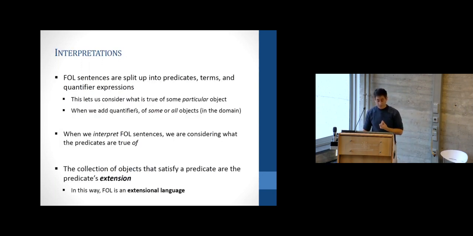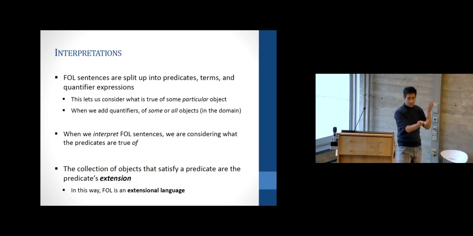FOL sentences are split into predicates, terms, and quantifiers, right? And an identity. This is all it is. We want to consider what is true for some particular object, right? This is how we use these things to say some things about particular objects. And when we have atomic sentences and we add quantifiers, we can say something about all the objects or some of the objects.